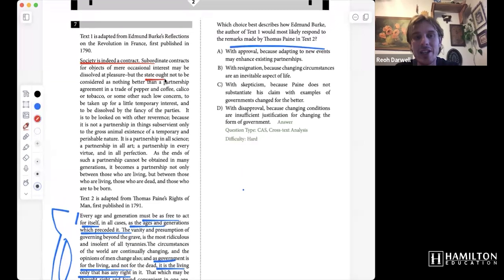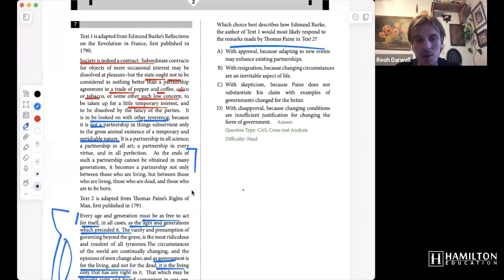But society should not be thought of as anything like trading pepper and coffee or calico tobacco or some other low concern, meaning an unimportant concern, to be taken up for temporary interests. Here is the main idea, right? It is to be looked on with reverence, right? It is not a partnership in things subservient only to existence of a temporary or perishable nature, right? It is a partnership in all science, all art, all virtue, all perfection.